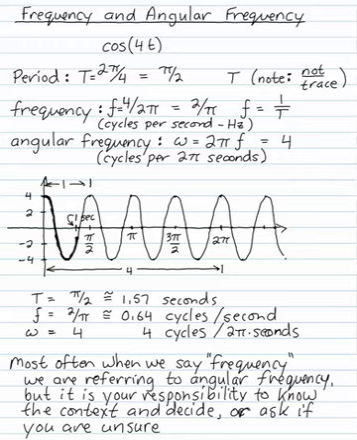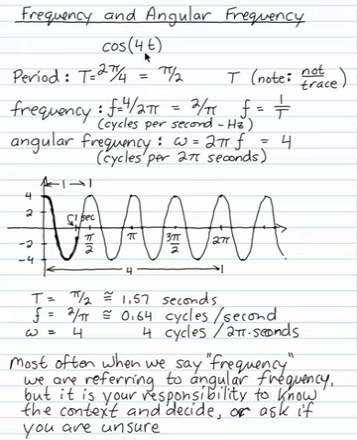Frequency and angular frequency. Two people look at the graph of cosine 4t, and one of them says the frequency is 4, and the other person says the frequency is 0.64. Well, which one is right? Basically, there are two ways that we refer to frequency.